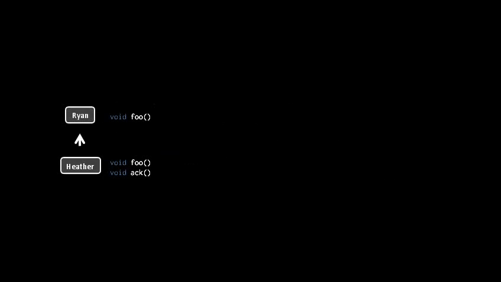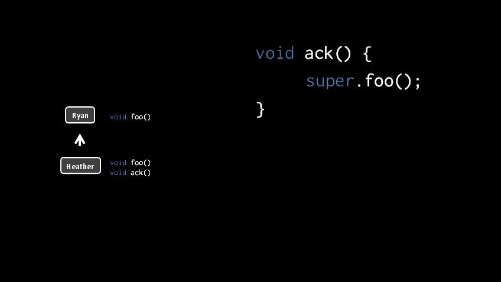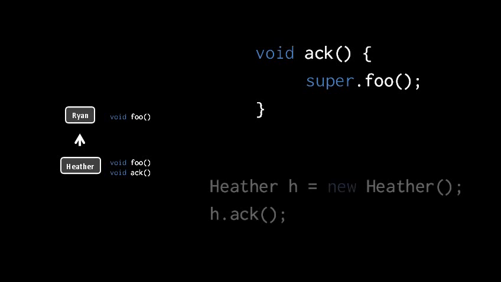So for example, say we have two classes, Ryan and Heather, which inherits from Ryan. And let's say Ryan has a method foo, and Heather overrides foo and has another method ack. And within ack, we simply invoke super.foo. When we then create a Heather object and assign it to h and invoke h.ack, well then within ack, super is a reference to the Heather object, but because we use super, this doesn't invoke the foo of Heather, it invokes the foo that Heather overrides, it invokes the foo in Ryan.